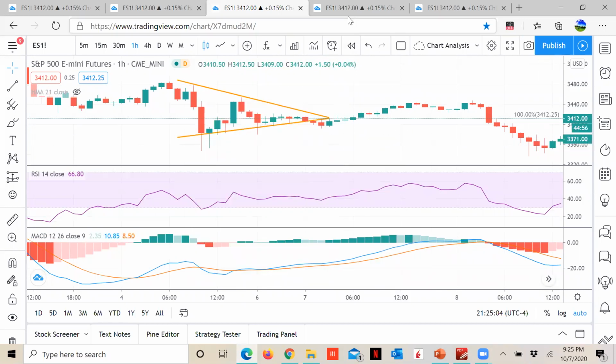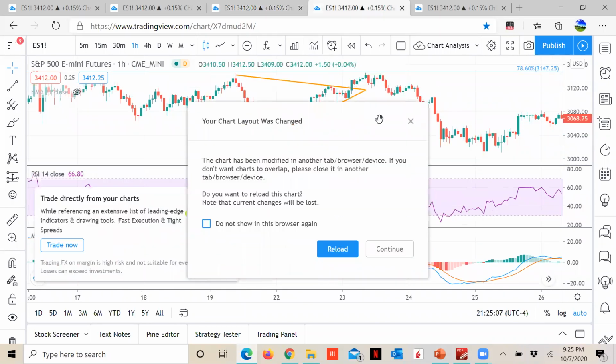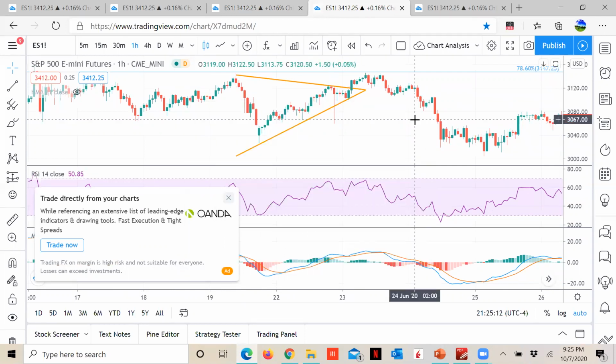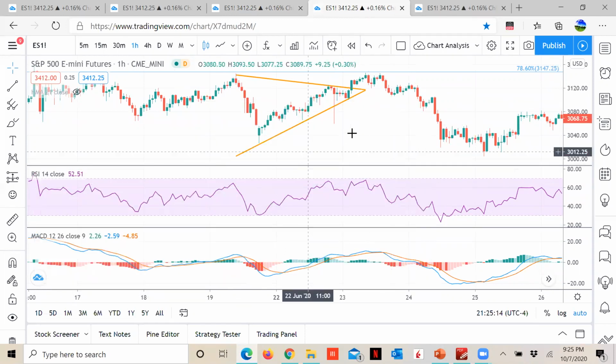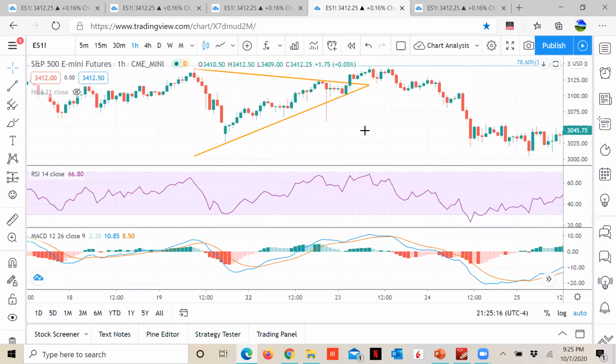Right. In a similar scenario for a symmetrical triangle, see, this is not a flat horizontal line up top or a flat horizontal line at the bottom, just symmetrical. But if you look at it, it becomes a breakout at the upper trend line.